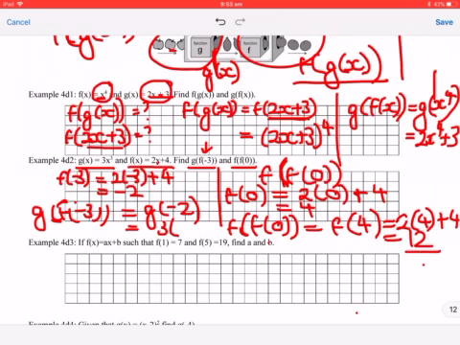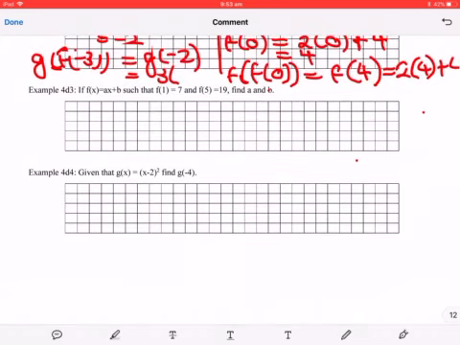Alright? Hope this is making sense. If you do a few practice ones, it should make a bit more sense. Alright, let's move this up.